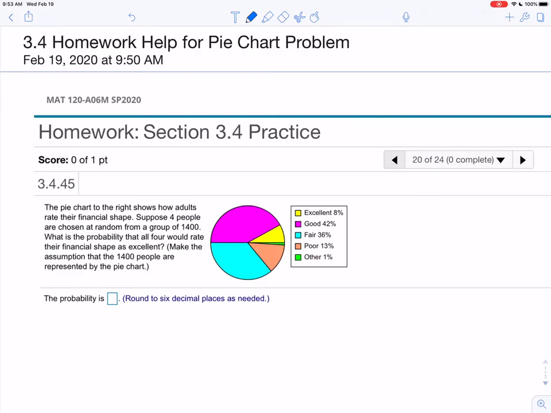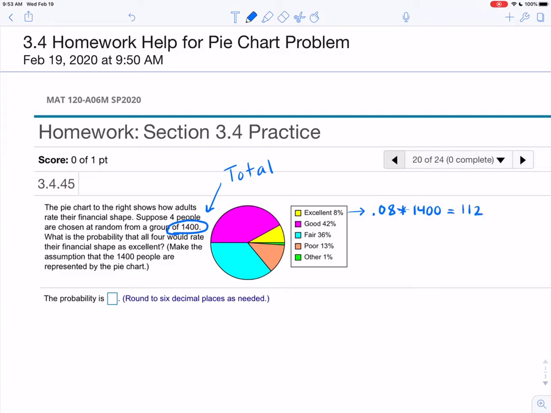So notice right over here, we are told that we're looking at 1,400 total people. All right, so if I have 1,400 total people that I'm looking at, and I'm given the percentages for each group, right? Notice, for example, if I wanted to know how many people would rate their financial shape as excellent, I can take 8%, right? That's the percentage that's given, and apply that to this group of 1,400 total people. All right, if I do that, then that's going to show me that there are 112 people in this group.